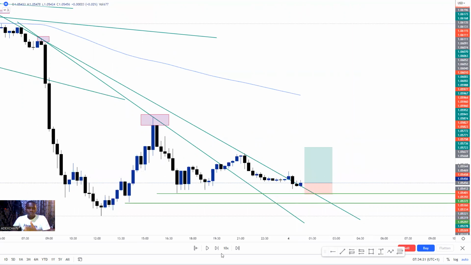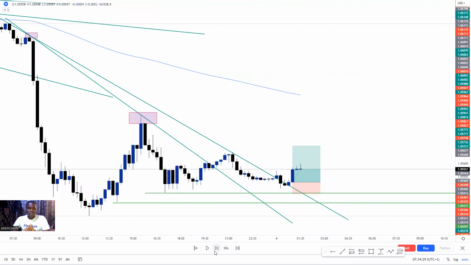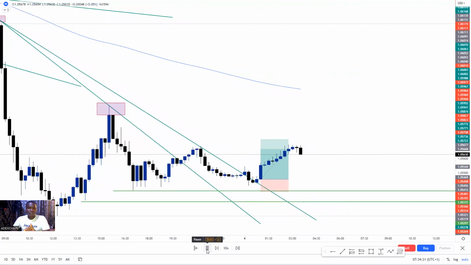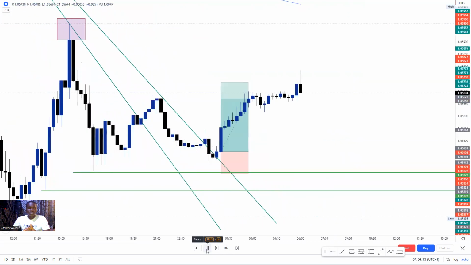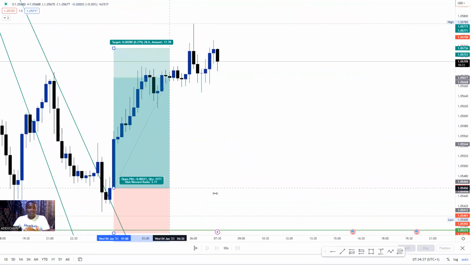So I was like, I will just wait for the next candle to play out. So boom, we hit our entry. Okay, we got a bullish candle, still moving, still moving, still moving. Okay, it seems that is our TP already. It seems so. Let me see that. Boom.